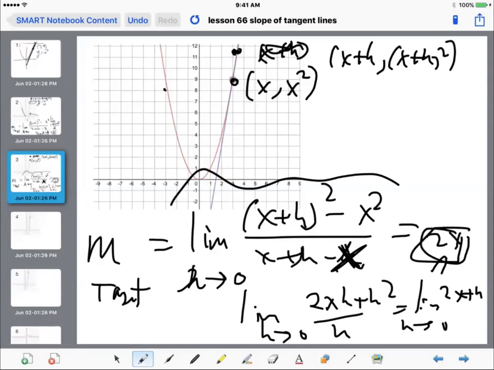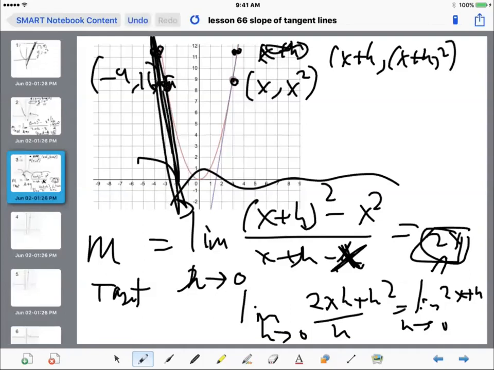So here is the point, let's say -4, 16. According to this more general process, what should the slope of this tangent line be? In that case, you could type it in. Good, and I see -8. -8 is the answer. So the slope of the tangent lines on a parabola is always double the x coordinate, and we prove that by going through this process here.